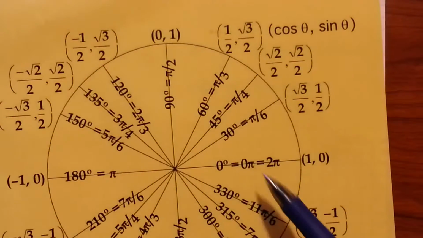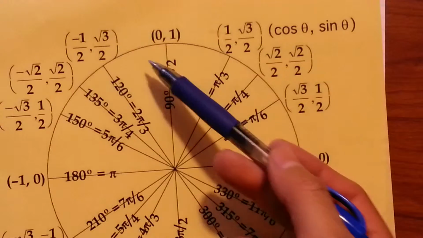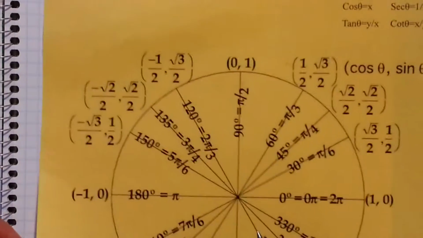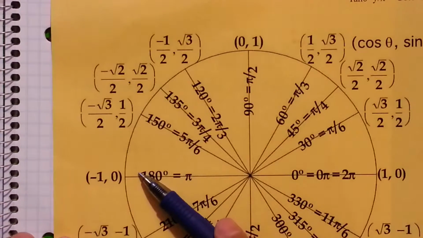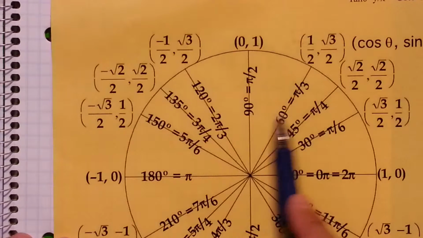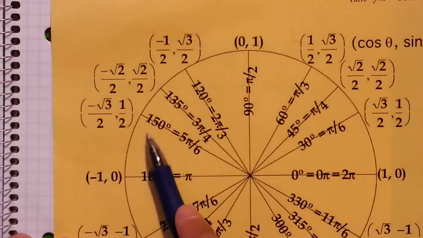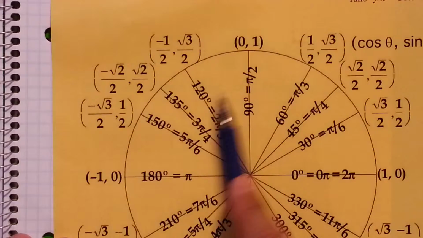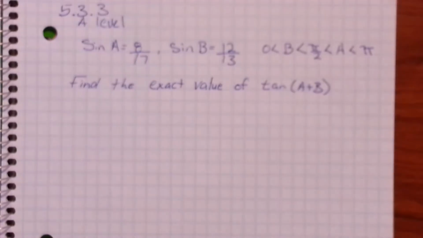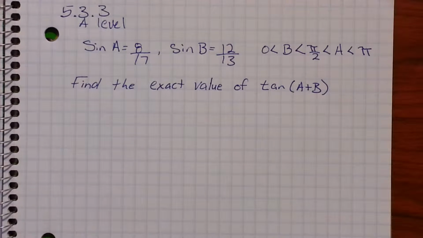Here's my unit circle, 0, pi over 2, so that's quadrant 1. And then it says A is between pi over 2 and pi, right here, so that's quadrant 2. So I know that this is a positive quadrant. This one's going to be a negative, positive. So my cosines are negative here, my sines are positive here. Alright, so given that information, we're going to go through and find the exact value of tangent A plus B.